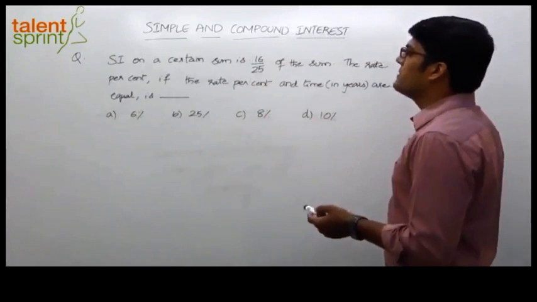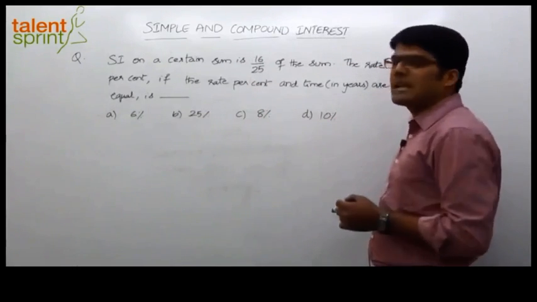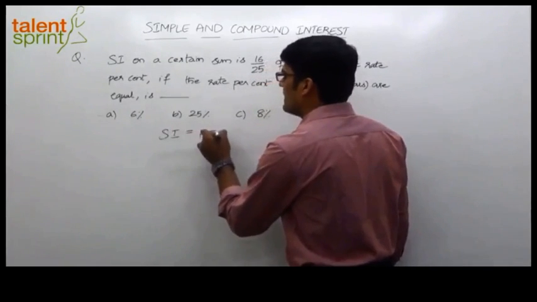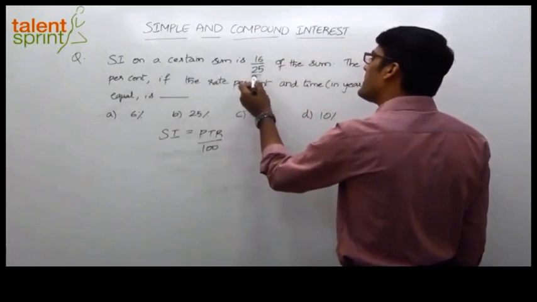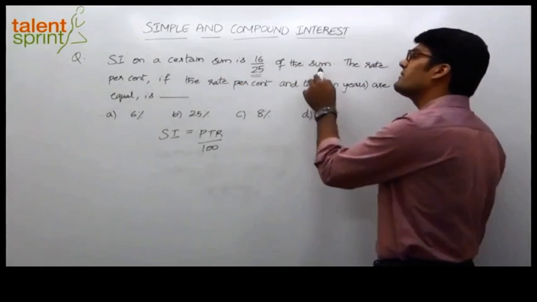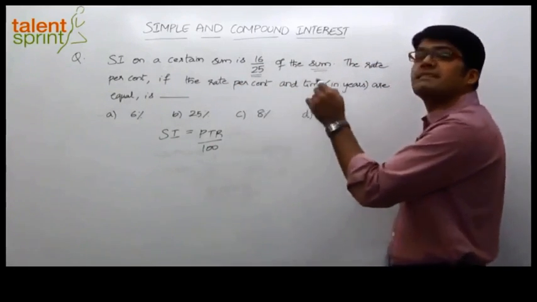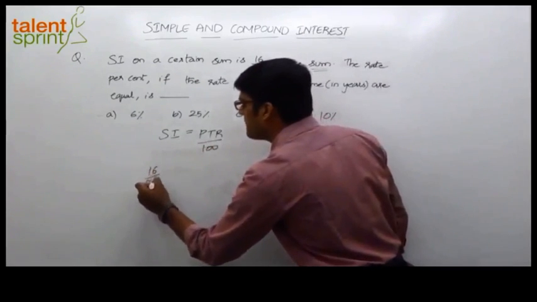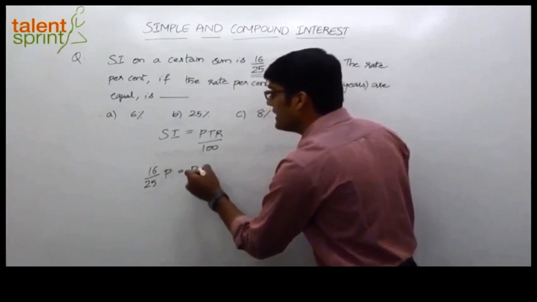SI on a certain sum is 16 by 25 of the sum. The rate percent and time in years are equal. So you know that SI is equal to PTR by 100. Here the question says simple interest is 16 by 25 times of the sum. 16 by 25 times of the sum is what? 16 by 25 times of the principal. Sum is nothing but the principal amount. So the question says SI is 16 by 25 into P. So let's substitute here: 16 by 25 times the sum equals P into T into R by 100.